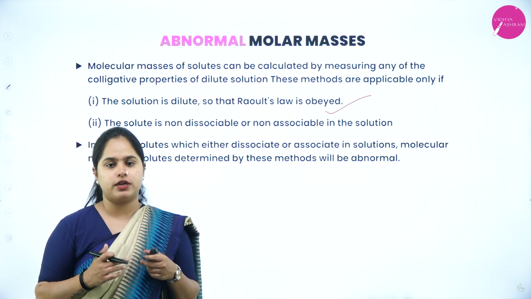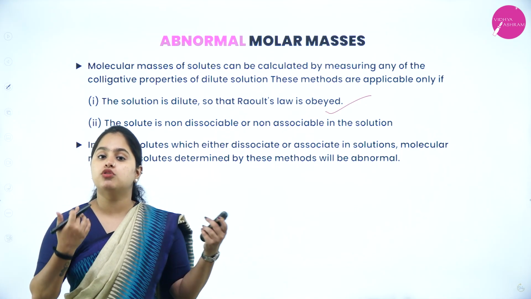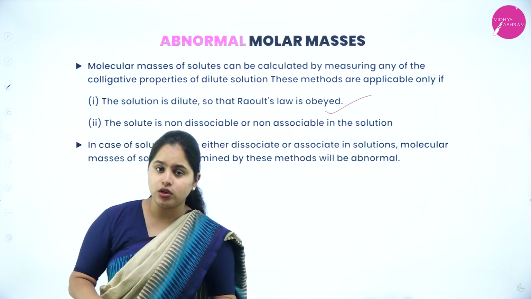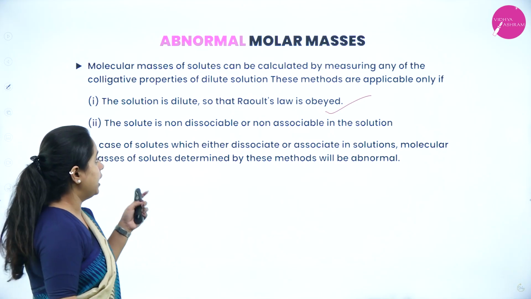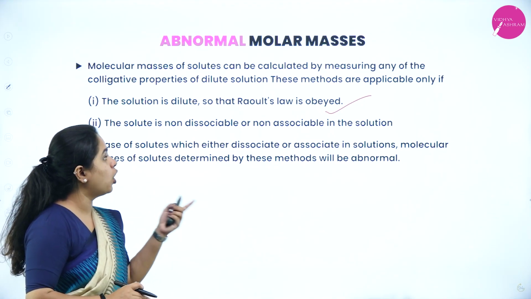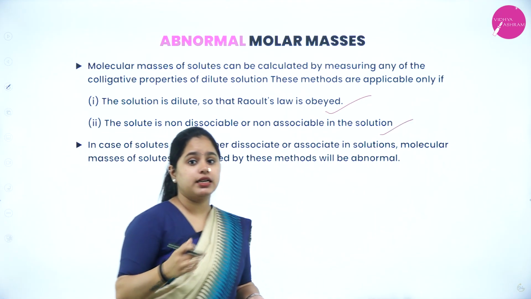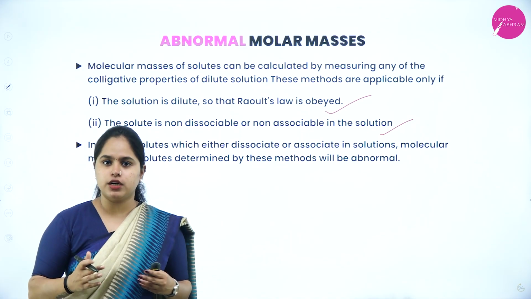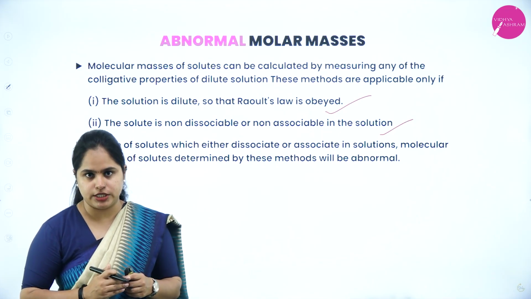The 4 colligative properties. So the molar mass that you are calculating may not be equal to the expected molar mass. If you have to calculate it through the colligative properties, first, the solution should be dilute so that you can apply Raoult's law, and next, the solute is non-dissociable or non-associable in nature. That is, it should not undergo dissociation or association. If it is not undergoing dissociation or association, there won't be any change in the molar mass.